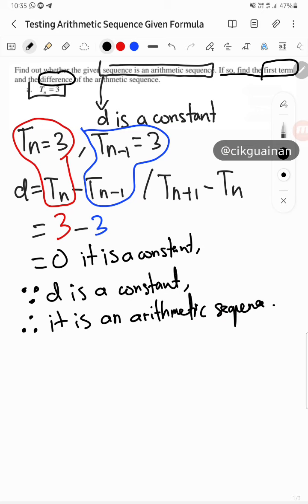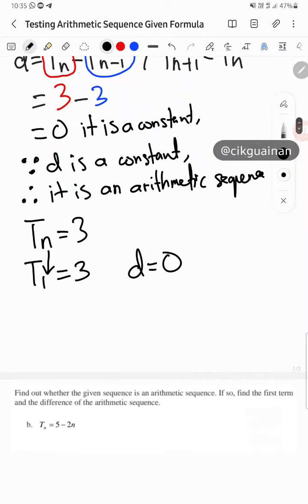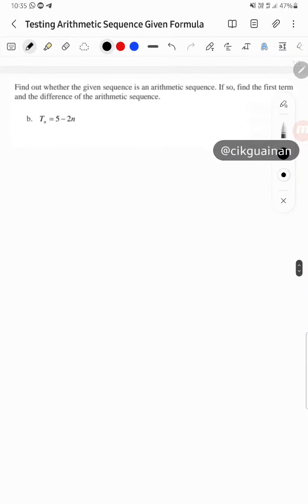The common difference we got already over here, so no need to do it one more time. So find the first term from the given term. We know Tn is 3. What is T1? Just replace whatever n you find here with 1, but there's none, so we just copy the 3 only. While d is just 0, copy paste from above. Okay, so that settles the first one. Let's go for the second one.